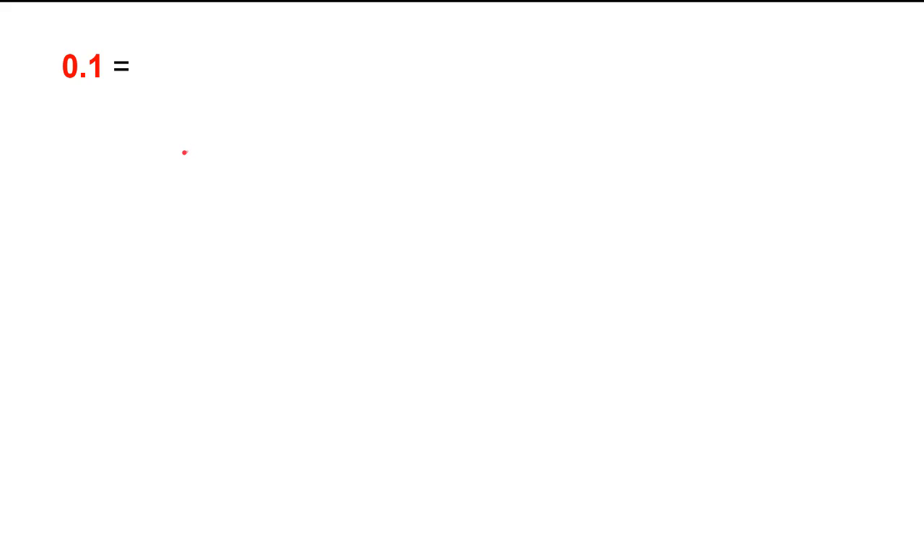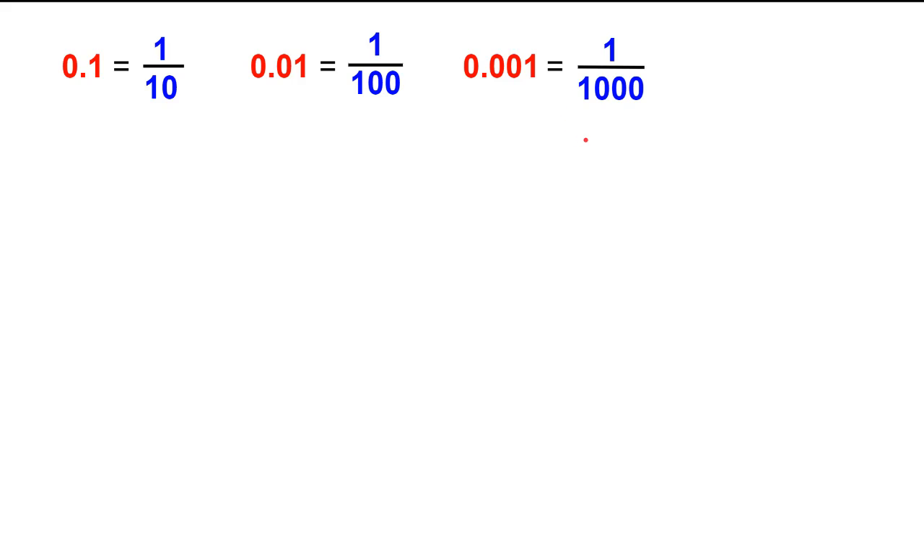So you have to remember by heart that 0.1 equals 1 over 10, 1/10. And that 0.01 equals 1 over 100. And that 0.001 equals 1 over 1000. And it goes on and on and on. 0.0001 equals 1 over 10,000. But we won't get to that.